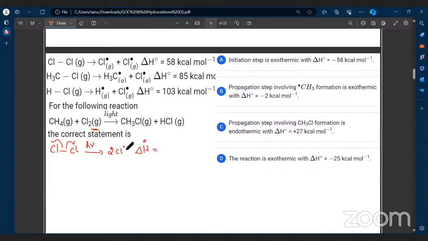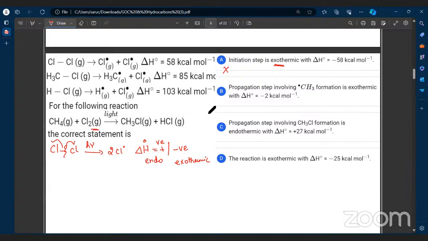For the formation of 2 molecules of chlorine free radical, it requires energy to break the bond. So will delta H naught be positive or negative? That is, is the reaction endothermic or exothermic? Endothermic. The first step needs energy, so it should be endothermic. But here they have given that the initiation step is exothermic, which is incorrect.